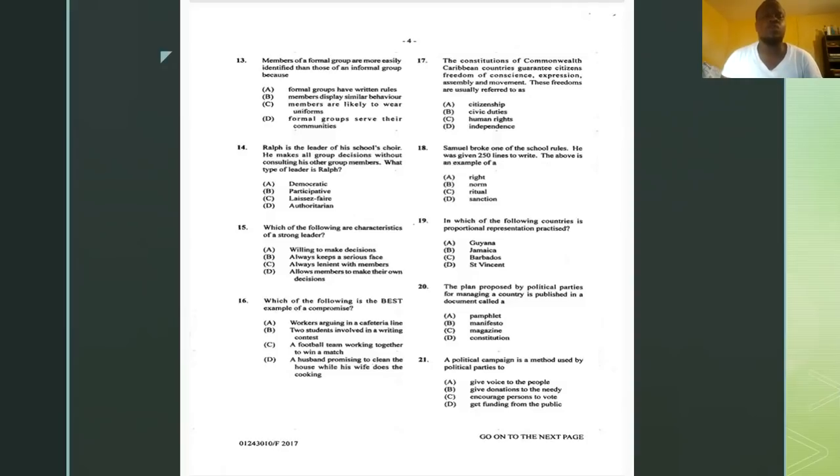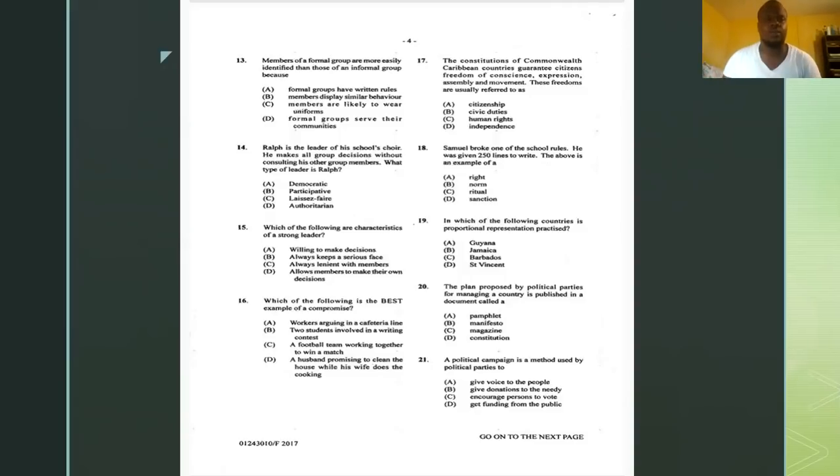Number 14, Ralph is the leader of his school's choir. He makes all group decisions without consulting his other group members. What type of leader is Ralph? So this is saying that Ralph does everything on his own and he doesn't consult anybody. What type of leader is he? Is it A, democratic, B, participative, C, laissez-faire, or D, authoritarian? The answer for number 14 is D, authoritarian, because those persons don't take talk from people, they operate like a one dad.